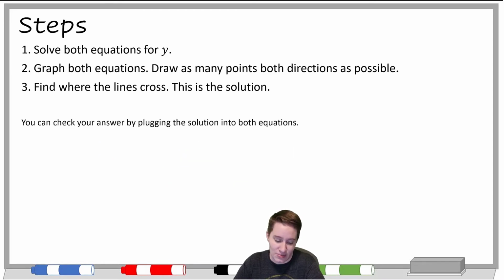Here are those steps that we have. So you solve for y if it's not solved for y. Graph both equations, draw as many points both directions as possible, at least on the first line. And then find where the lines cross, that's the solution. So you can check your answer by plugging the solution into both equations. And it's a pretty great time. Hopefully this was pretty straightforward.